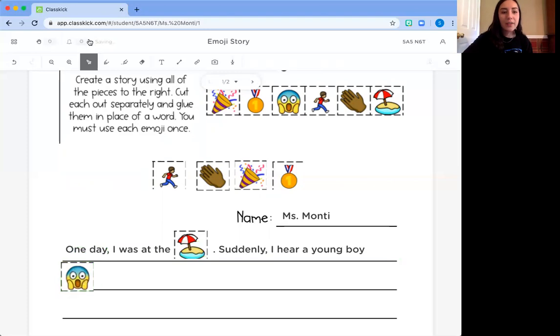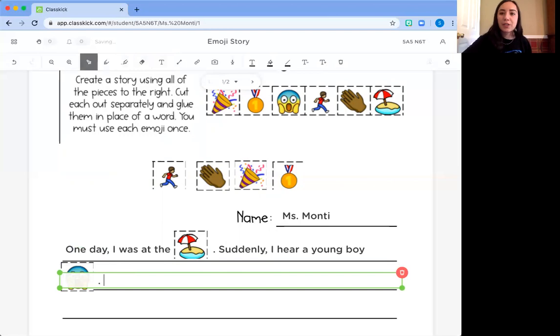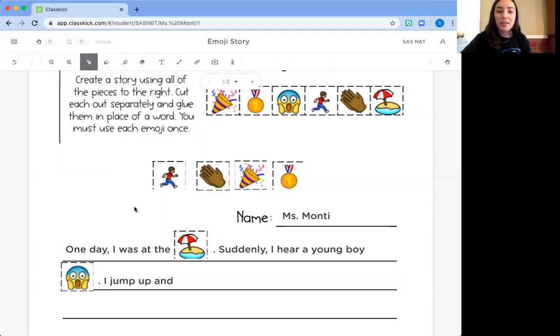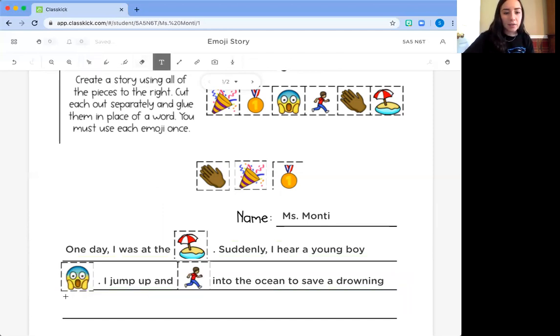So I'm going to put my screaming over there. And I must remember to put my period at the end of that. Okay, so what's going to happen next? After I hear a boy screaming, I jump up and run into the ocean to save him. So I jump up and instead of writing the word run, I'm going to drag this picture in place of the word run. So I'm going to say I jump up and run into the ocean to save a drowning boy. Okay, I'm going to put boy on my next line. Save a drowning boy.